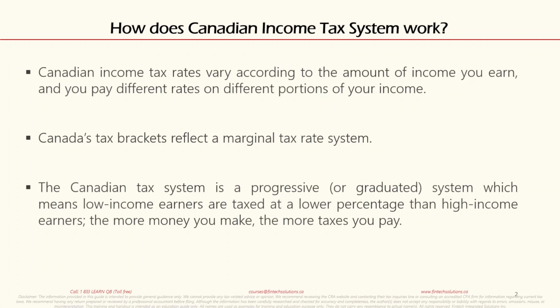Canadian income tax rates vary according to the amount of income you earn, and you pay different rates on different portions of your income. Canada's tax brackets reflect a marginal tax rate system. The Canadian tax system is a progressive or graduated system, which means low income earners are taxed at a lower percentage than high income earners. The more money you make, the more taxes you pay. So just to summarize, the Canadian tax system is a progressive system, i.e., it starts with a lower percentage and then it goes higher.